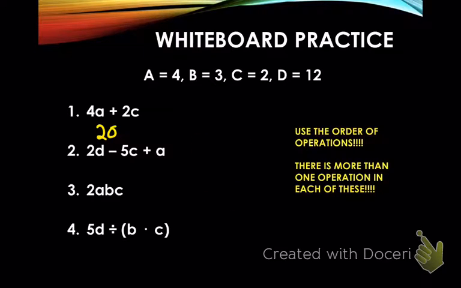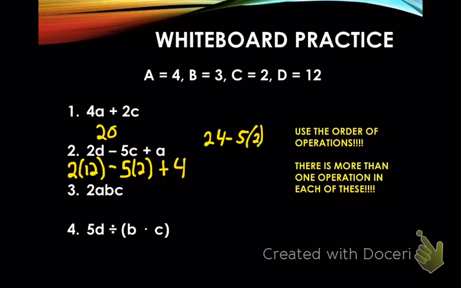Okay, next one. We have 2d minus 5c plus a. I'm going to go ahead and write it underneath 2d. That's 2 times 12. I'm going to use parentheses this time to show multiplication, just because I can, save some space, minus 5 times 2 plus a, which is 4. What do I do first? Well, in this particular case, I have multiplication, subtraction, multiplication, and addition. I guess I need to do my multiplying first. So in this particular case, I'm going to do 2 times 12, which is 24, minus, not 5 squared, 5 times 2 plus 4.